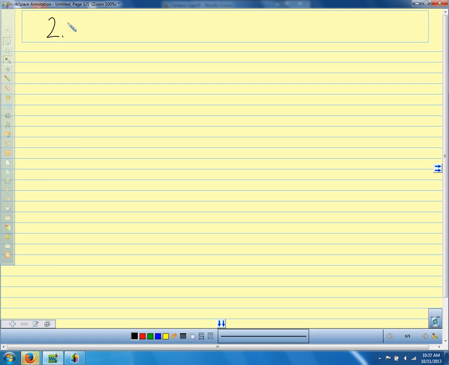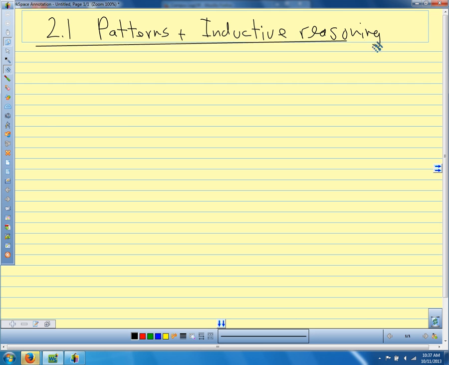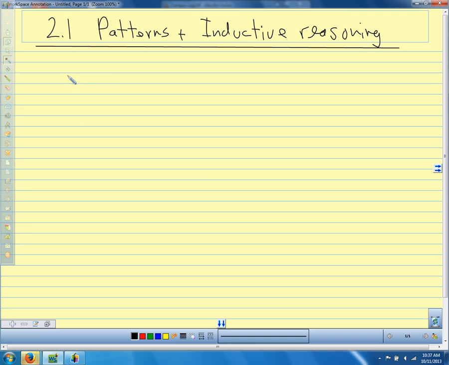This is section 2.1, and we're going to talk about patterns and inductive reasoning. So on our opener, we have this pattern. So what did I write for my pattern? Triangle, square, circle, plus. Triangle, square, circle, plus.